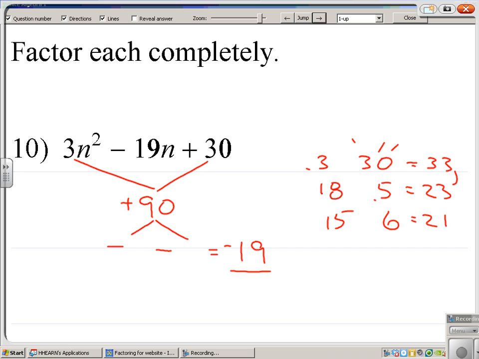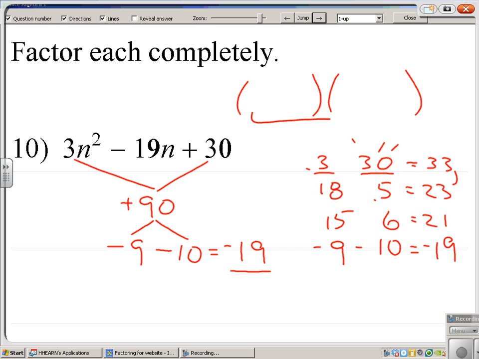Well, I can get a 9 if I steal a 3 from the 30. Combine it with this 3, I get a 9. If I stole a 3 from the 30, I'm left with a 10. And my guess is most of you probably already saw that that's what we're looking for. Negative 9 and negative 10. I have no real preference between those two. I'm going to set my outside product to be negative 9n.